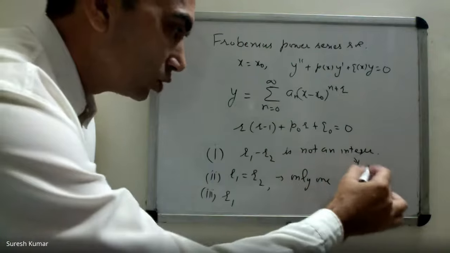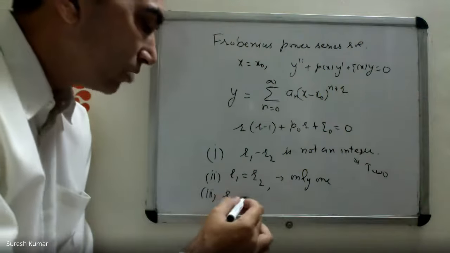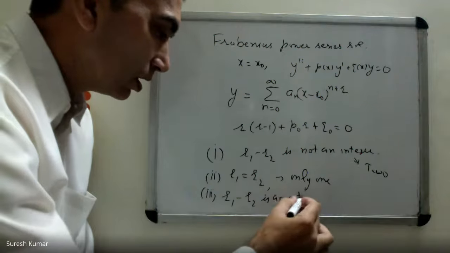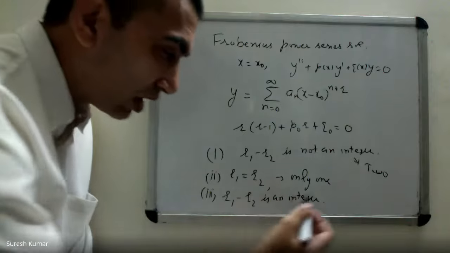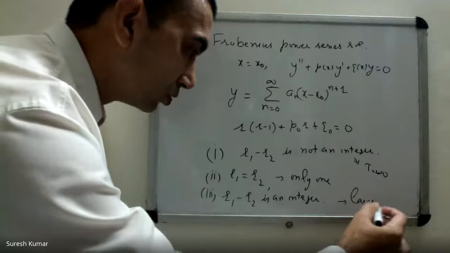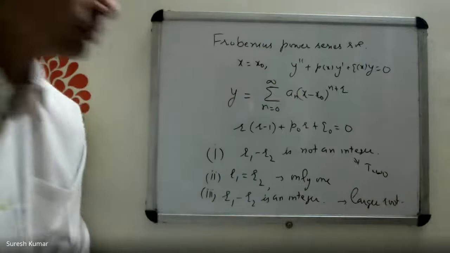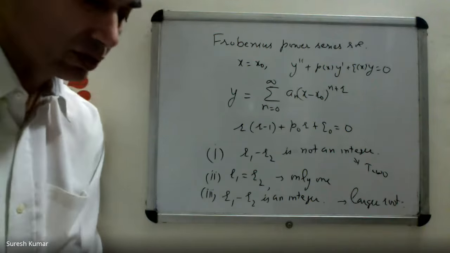And third case, if r1 minus r2 is an integer, then one solution is guaranteed corresponding to larger root. Other solution may or may not exist, depends on the differential equation. Okay.